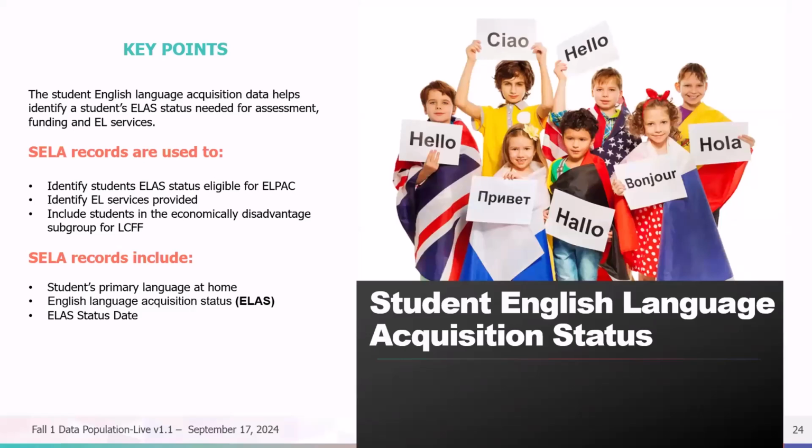Let's go ahead and move on now to discuss the Student English Language Acquisition, or SELA, file type. The SELA file type identifies the student English language acquisition status for all students, not just for English learners. It does this in order to determine assessments, funding, and English learner services necessary. SELA records identify eligibility for the LPAC, English language acquisition status, whether TBD, English only, IFEP, EL, RFEP, or ADEL, along with the initial status date. And SELA records are used to include students, again, in the socioeconomically disadvantaged subgroups for the LCFF.